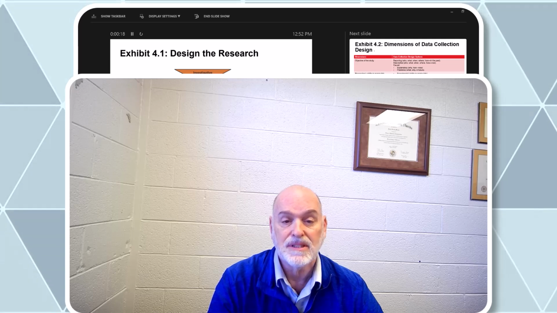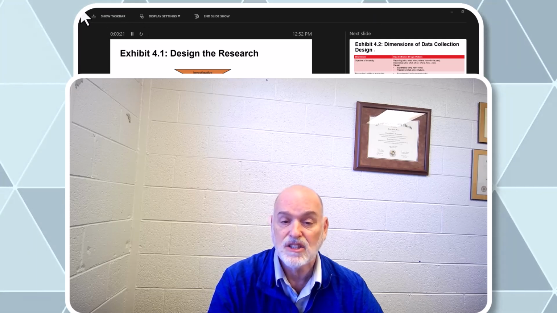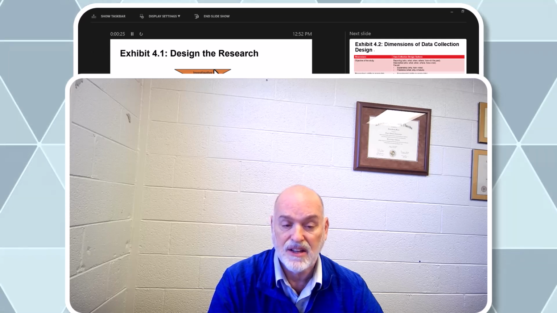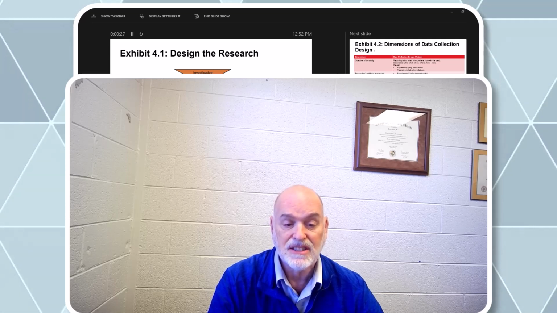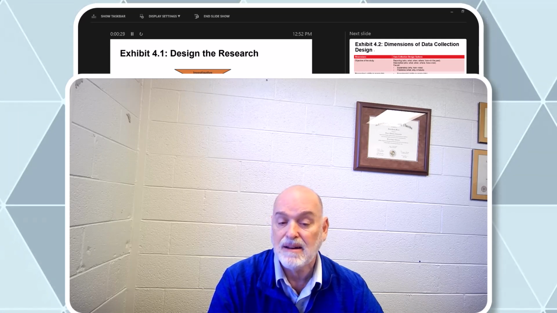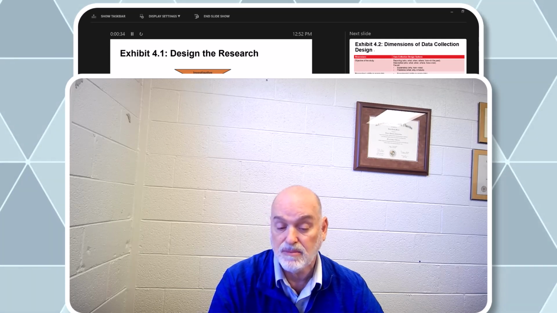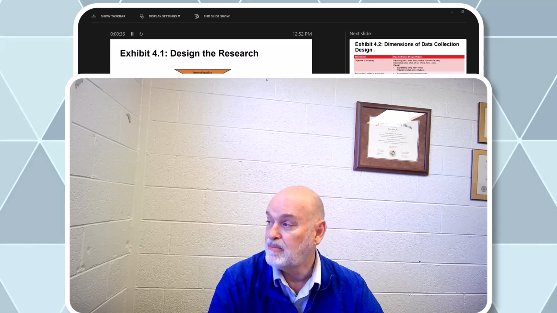Here's our exhibit: Design the research. In Stage 1, we have investigative questions, and then we design the research: data collection design, sampling design, what are the measurement questions, and develop the measurement instrument. And we collect and prepare the data.